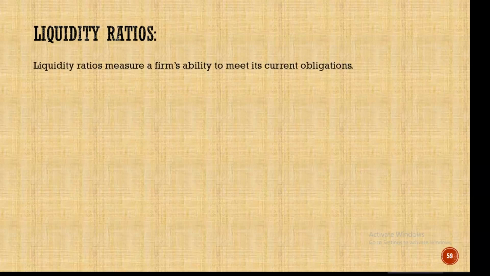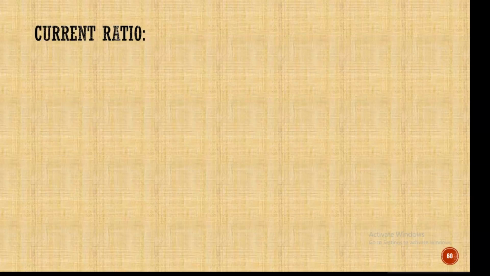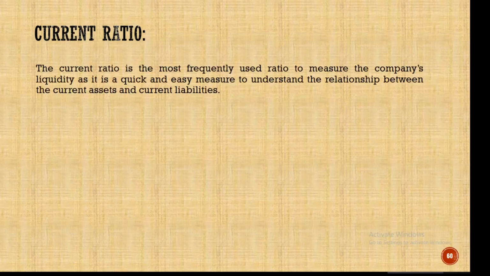Liquidity ratios measure a firm's ability to meet its current obligations. It includes current ratio, quick ratio, which is also called liquid ratio or acid test ratio, and the third one is cash ratio. So, what is current ratio?